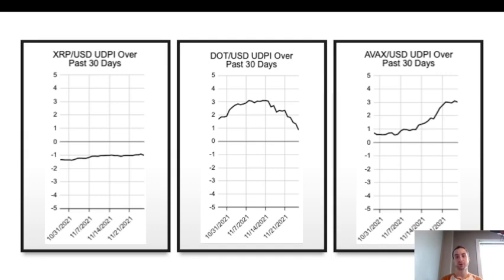Very different story with DOT, right? As I just mentioned, DOT was very high risk. It was up around 3. It hung out there for a couple of weeks, and now it's been coming down pretty precipitously. And I think what explains that is that DOT was overextended. It didn't have to correct, but when the market did correct, overextended assets get punished hardest.